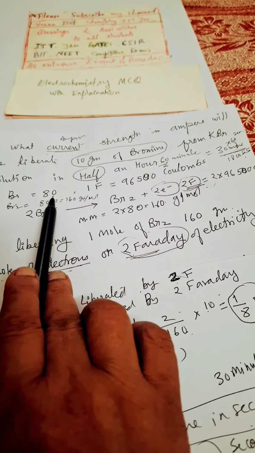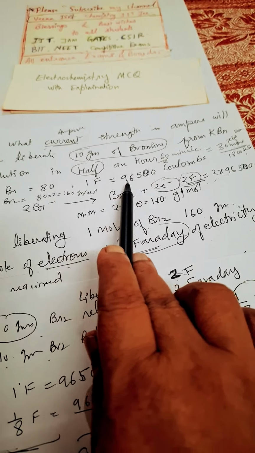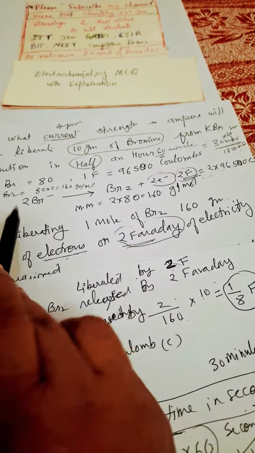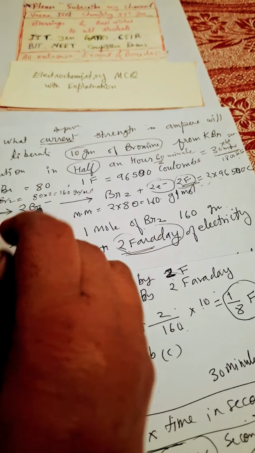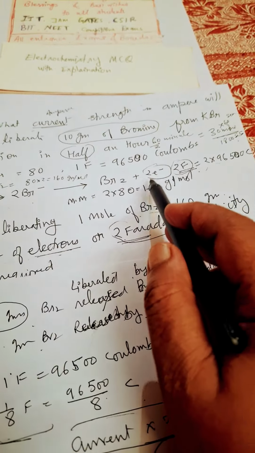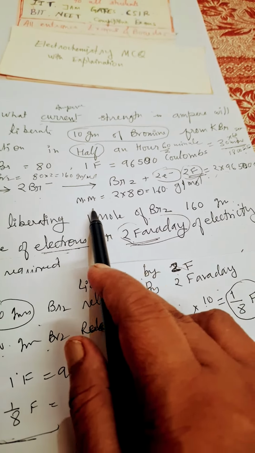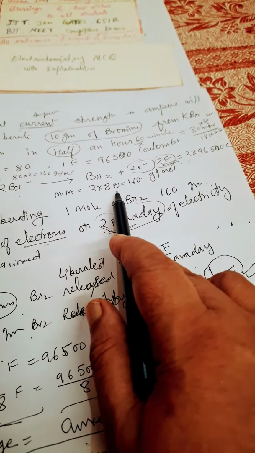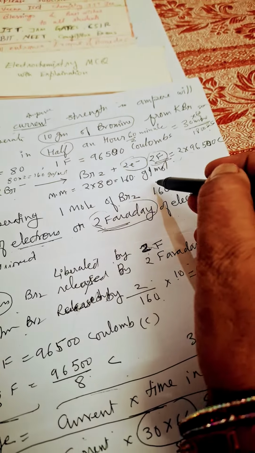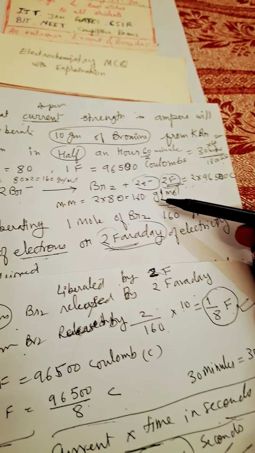Br atomic mass is 80, and 1 Faraday is equal to 96500 coulombs. Step 1: 2 Br⁻ release 2 electrons, 2 moles of electrons, and form 1 mole of Br2. 1 mole of Br2 means the molar mass is twice 80, that is 160 gram per mole.